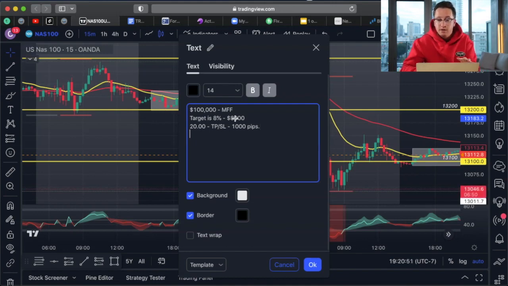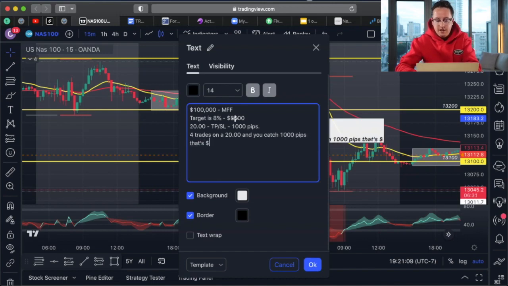So this is where you want to figure out, where are these high quality trades that are going to give you those 1,000 pip TPs? Because if you take 4 trades on a 20 lot and you catch 1,000 pips, that's $8,000 right there.